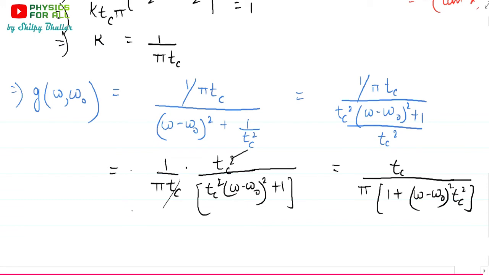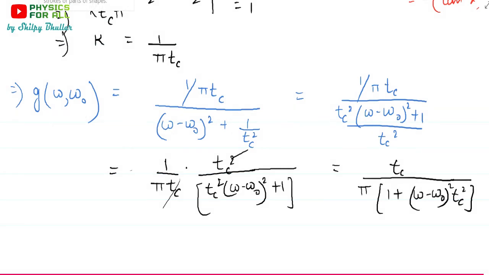Next step is, again we have to find g(omega, omega naught) maximum, and we also have to find the frequency omega 1 for which this intensity is half of the maximum intensity. Same step that we did in natural broadening. Now we have to do that.